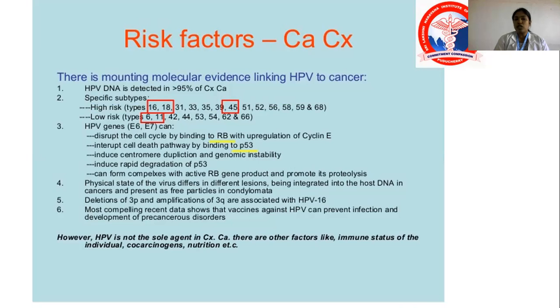And HPV has certain genes such as E6 and E7. These genes disrupt the cell cycle by binding to retinoblastoma with upregulation of cyclin E. This helps in increased cell production. They interrupt the cell death pathway by binding to P53. They induce rapid degradation of P53.